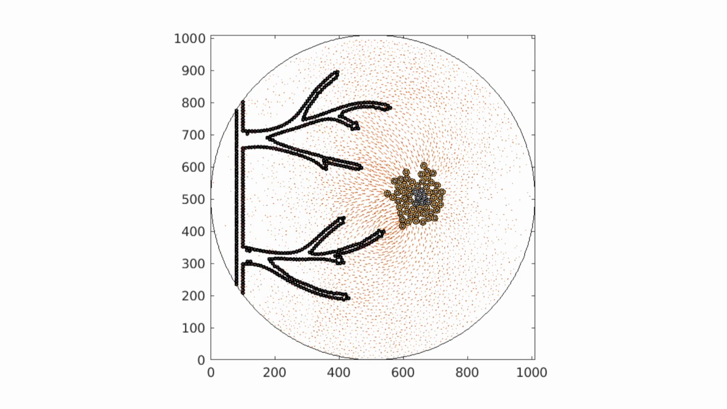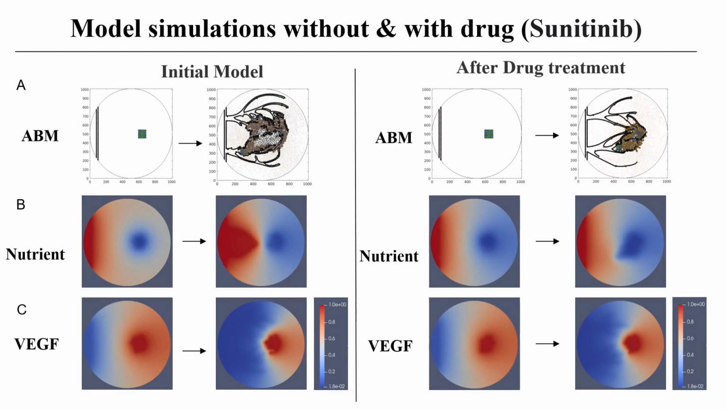But when we introduced drug inhibition into the system, we saw that the formation of blood vessels was hindered, the tumor size decreased, and there were changes in the nutrient and VEGF gradients.